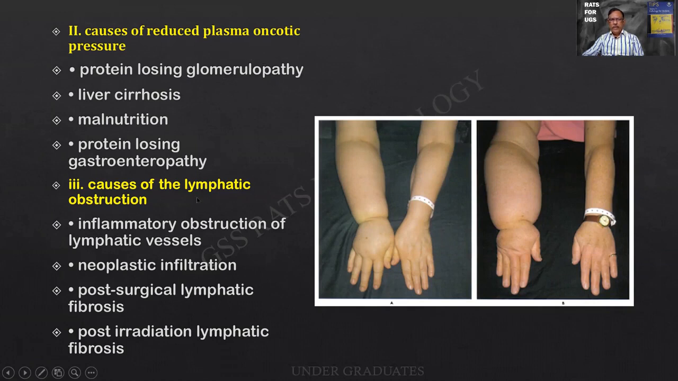Lymphatic obstruction. Whenever there is a localized lymphatic obstruction, one cause is filariasis, but that will result in fibrosis. In this case, I am finding a pair of hands, rather two pairs of hands. One is normal, the other is swollen. These are cases of patients who had undergone radical mastectomy with removal of the axillary group of nodes. Therefore, there is a swelling. So, post-surgical lymphatic fibrosis, neoplastic infiltration, and sometimes because of irradiation or surgical removal, there can be edema. This can be a lymphatic cause.